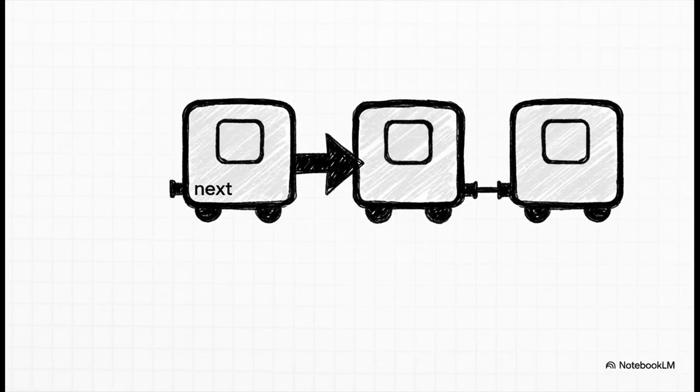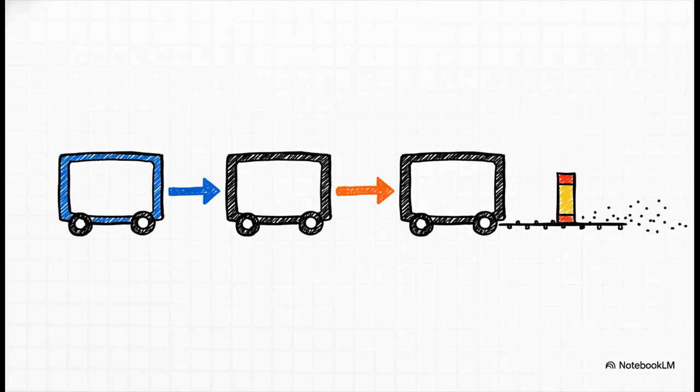And here's where the magic starts. We take the next pointer of our very first node and we tell it, hey, you are now pointing to the second node. And boom, just like that, we've coupled our first two cars together. A chain is starting to form. And we just do it again. The second car's next pointer gets linked to the third. And now we have a complete sequence.